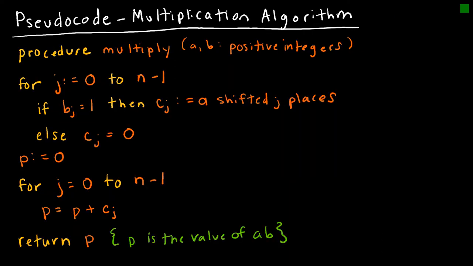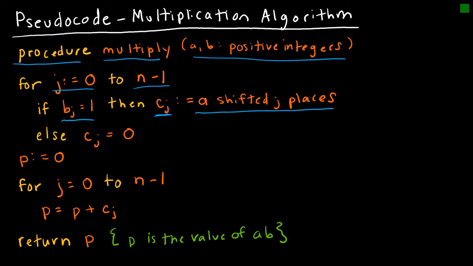So looking at the pseudocode for the multiplication algorithm, again, it's saying exactly what we did on our last slide. It's saying, here's the procedure, which is to multiply. We've got A and B, which are positive integers. They're saying, starting at the value furthest to the right through the rest of the values, if the B value that we're multiplying by is 1, then our value is going to be A shifted over J places. So CJ is, as we said, equal to A shifted over that many places. Otherwise, we get 0, and P is 0, P being the product of AB.